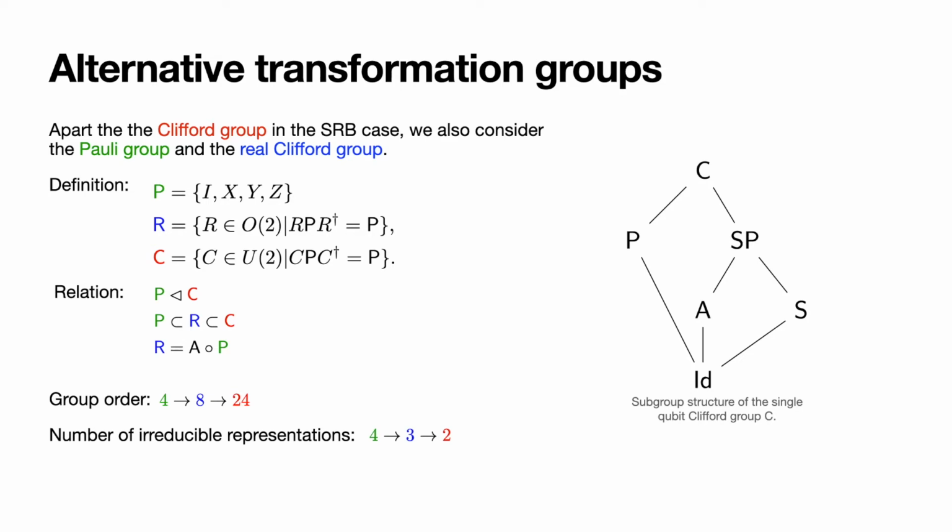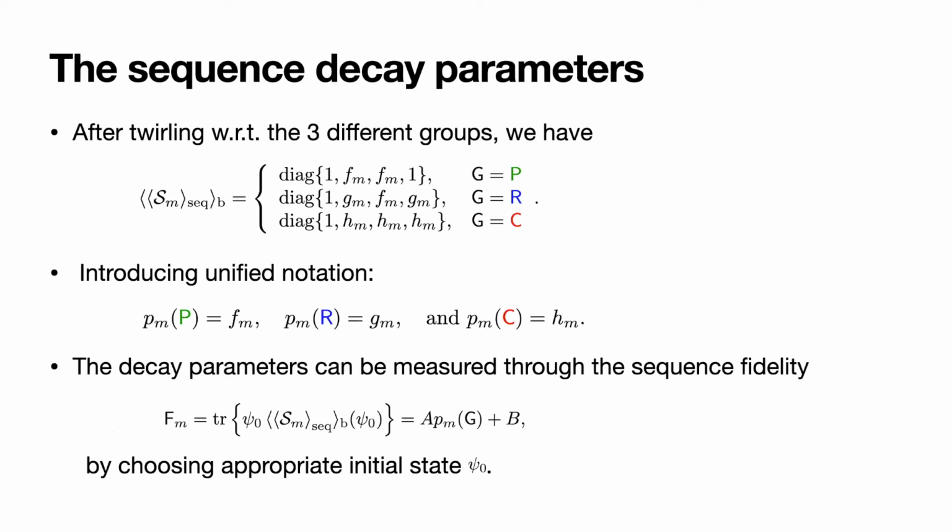In terms of the number of elements, they grow from 4 to 8 to 24 in the single qubit case, in the order of Pauli, real Clifford, and Clifford group. And in terms of the number of irreducible representations using the Pauli basis, they go from 4 to 3 to 2. For the three different transformation groups, we have three different results for the average sequence channel.